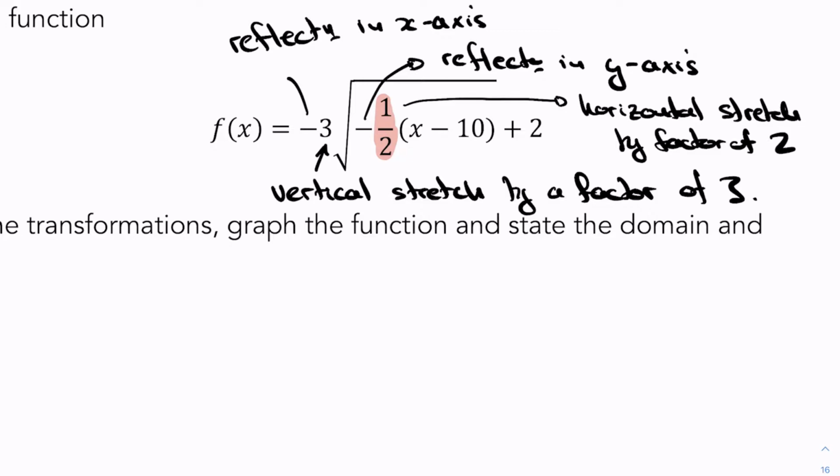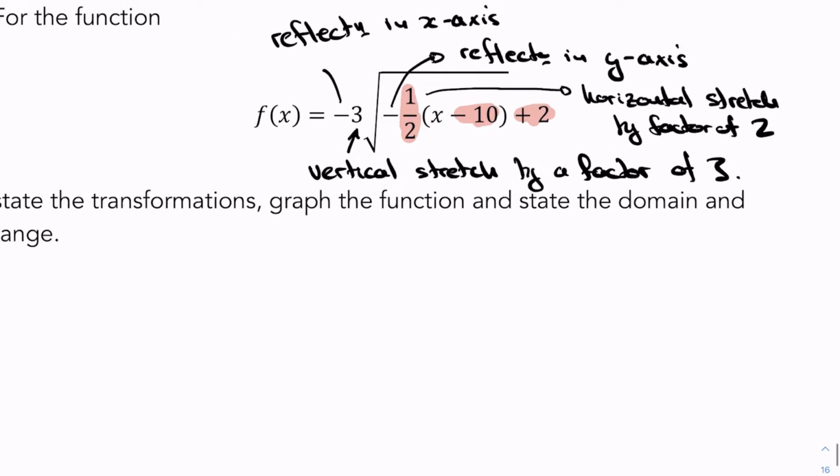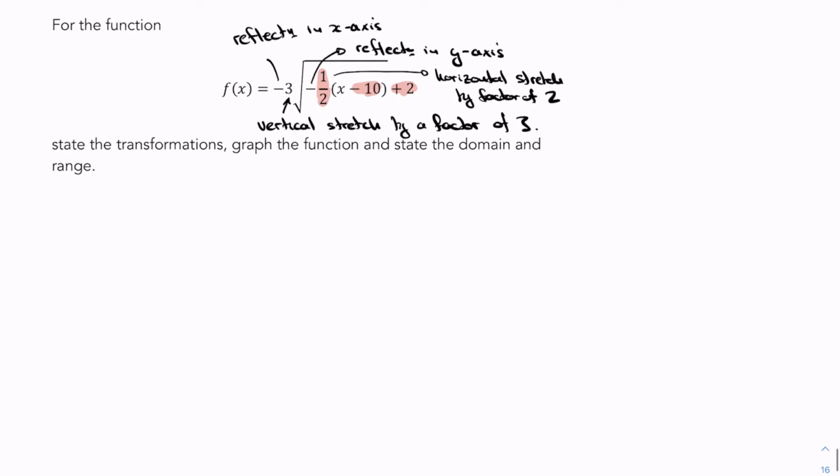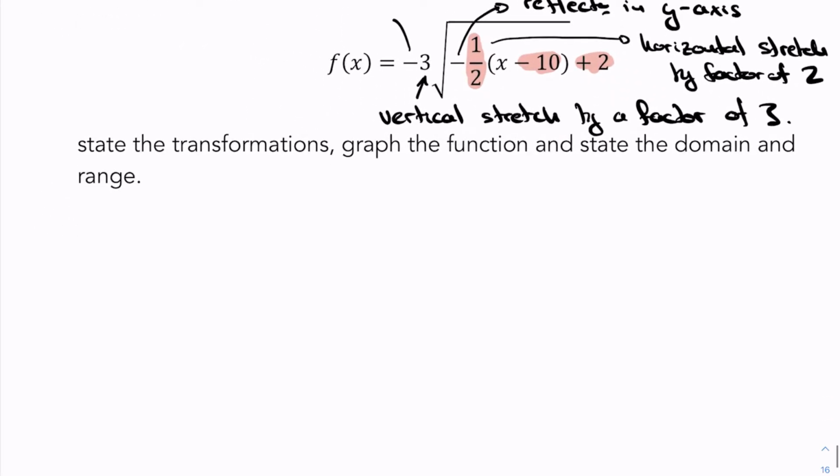Next we have the negative 10, which is going to shift us horizontally to the right 10 units, and the plus 2, which by the way is outside the root sign, means we're going to be shifting up 2 units. I'm not going to bother writing those in because I think they're pretty straightforward. So in this case, let's use the mapping notation to get the points.